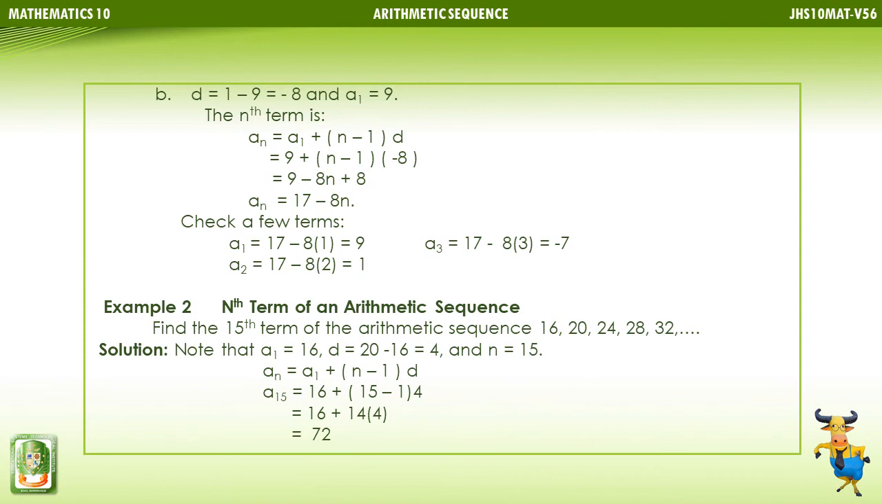Example 2. Nth term of an arithmetic sequence. Find the 15th term of the arithmetic sequence 16, 20, 24, 28, 32. Solution. Note that a sub 1 equals 16, d equals 20 minus 16 equals 4, and n equals 15. A sub n equals a sub 1 plus n minus 1 times d. A sub 15 equals 16 plus 15 minus 1 times 4 equals 16 plus 14 times 4 equals 72.